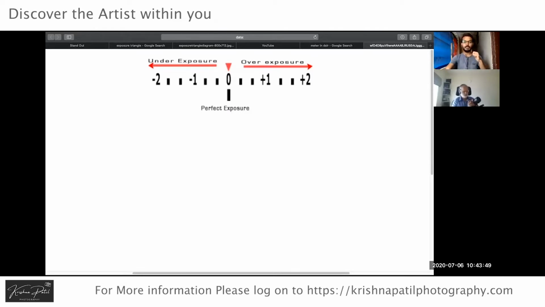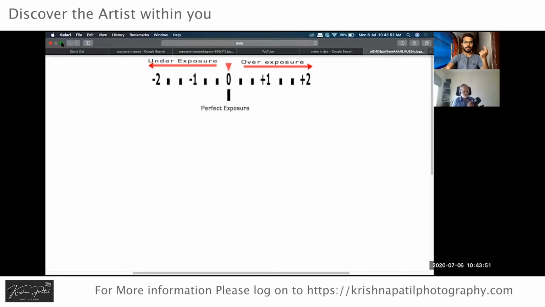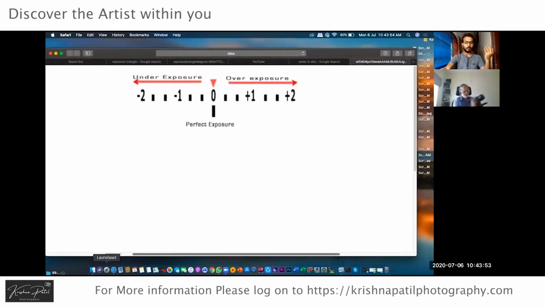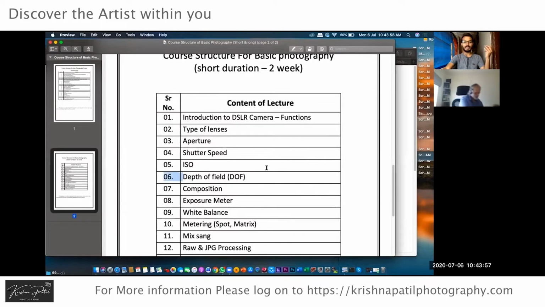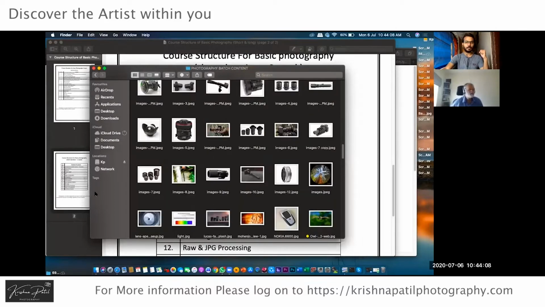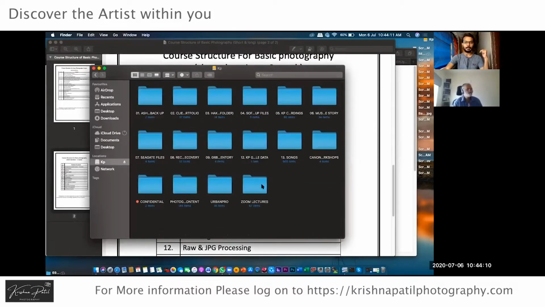Okay, so this is the exposure triangle which we saw. Then the next topic is depth of field, exactly what it is all about and how we can get a proper depth of field in my particular image. I will open one set of notes which will help us to understand.